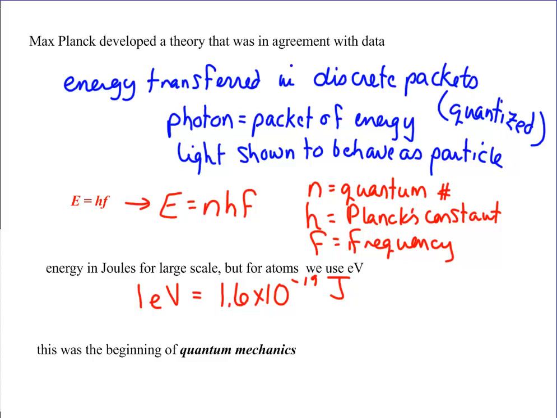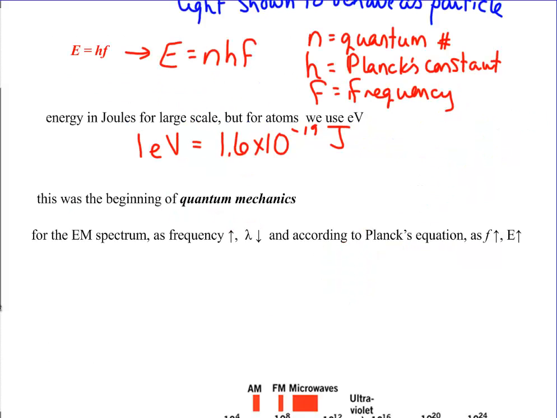Max Planck, Einstein, Bohr, Heisenberg, and a number of other physicists give us quantum mechanics, which is a way of looking at energy and atoms on a very tiny scale. For the electromagnetic spectrum, as frequency of the wave increases, the wavelength decreases. And according to Planck's law that we just looked at above, or Planck's equation, as the frequency of electromagnetic radiation increases, so does the energy.